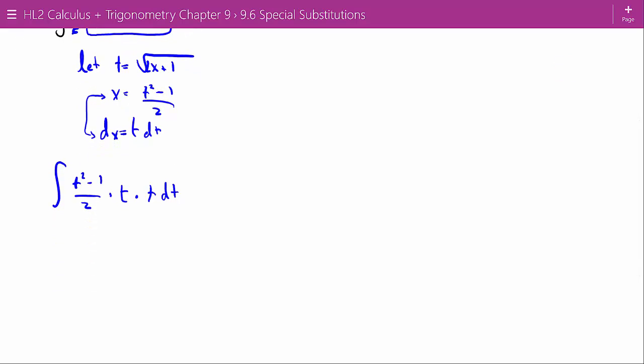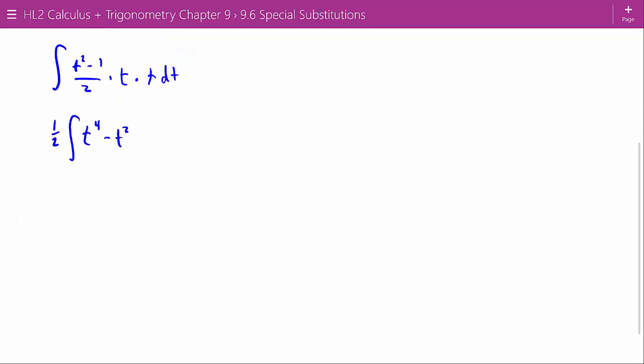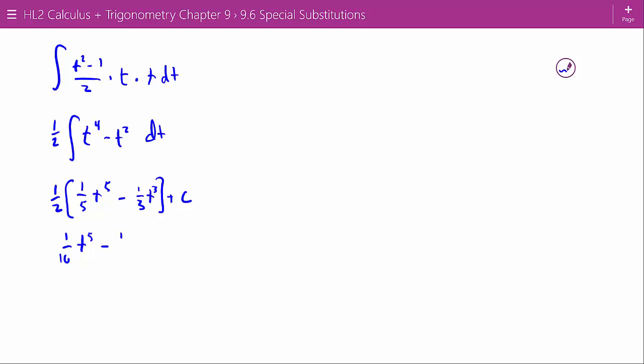And if we do some simplifying here, we get 1/2 times the integral t to the 4th minus t squared dt. And that, ladies and gentlemen, is something that we know how to take the antiderivative of. It's fairly easy, in fact. It's just the power rule. So 1/2 times 1/5 t to the 5th minus 1/3 t cubed plus c. So this becomes 1/10 t to the 5th minus 1/6 t cubed plus c.